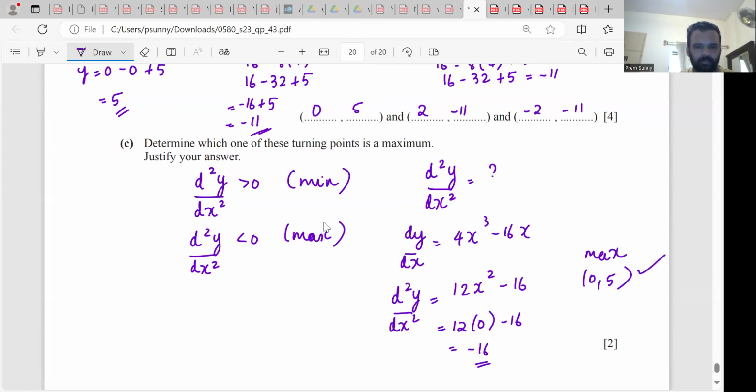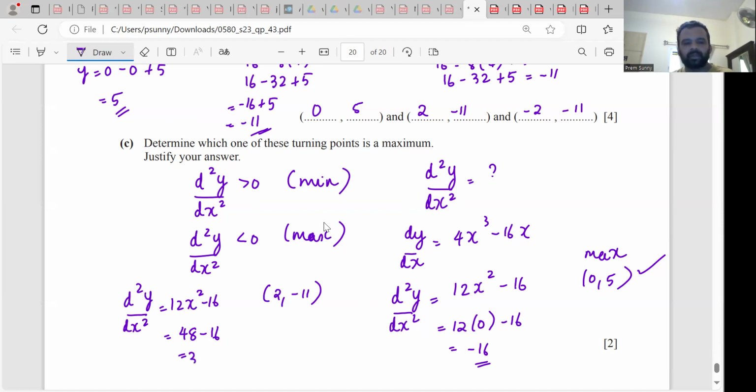Now let's take d square y by dx square. We got it as 12x square minus 16. Let's take the next point, 2, minus 11. So when x is 2, 12 into 2 square, that is 12 into 4. 12 into 4 is 48 minus 16. 48 minus 16, sorry, that is 32. So 32 is greater than 0, d square y by dx square. If it is greater than 0, this is a minimum point.